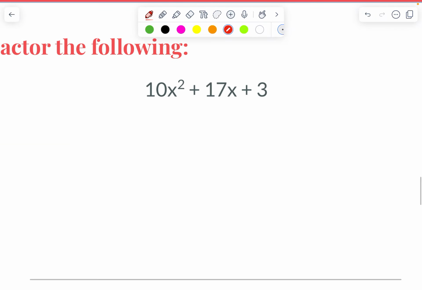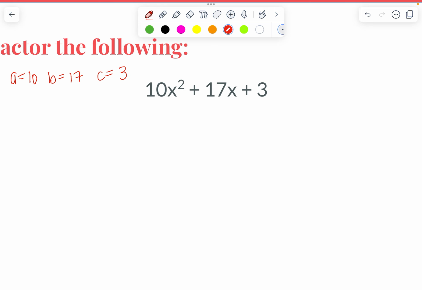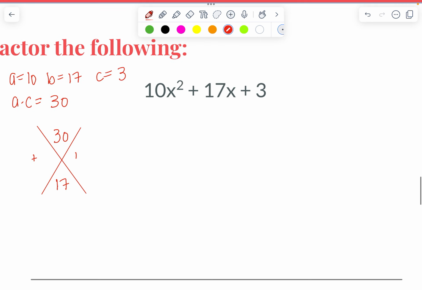So the first thing we're always going to do again is write down A, B, and C. A is 10, B is 17, C is 3. So A times C then is 30. So we're going to use our X. 30 goes on top, 17 on the bottom. These are both positive. Two numbers that are going to multiply to give me 30 and add to give me 17 is 15 and 2.